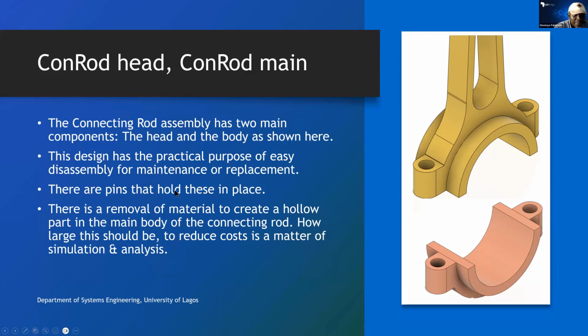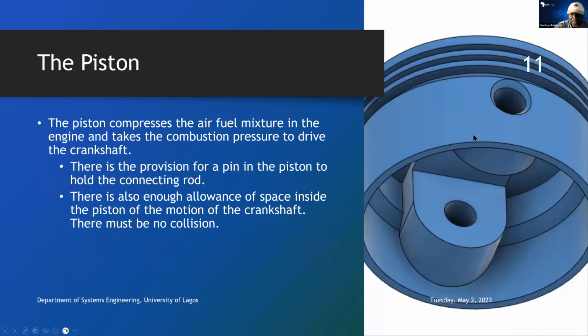Okay, so there are pins that hold these two in place. There is a removal of material, okay, now how large should this hole be? How large should this be is a matter of simulation and analysis. That's where this decision to remove that will come from. But before you go to simulation analysis, you have to first of all have a correct drawing. It is that drawing in several scenarios that will now show you which one is actually giving you the best result. And this is the piston that I designed in that drawing.